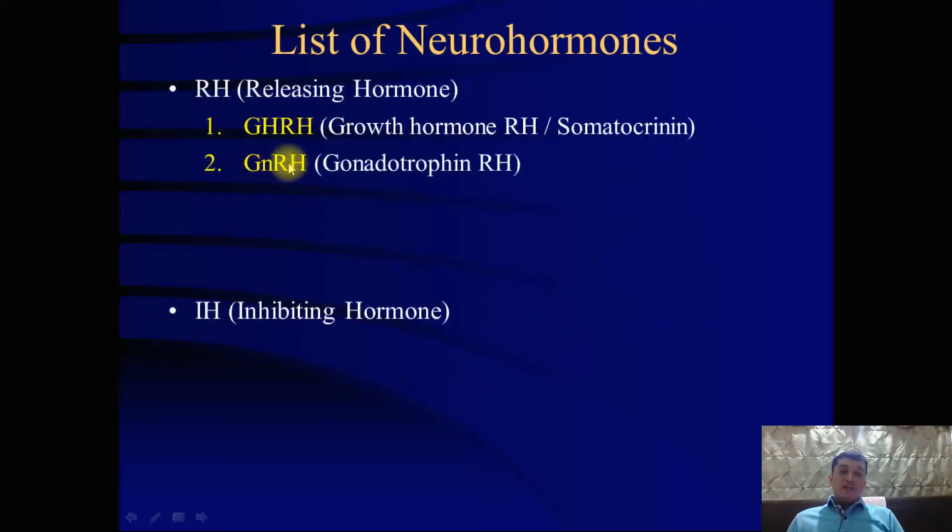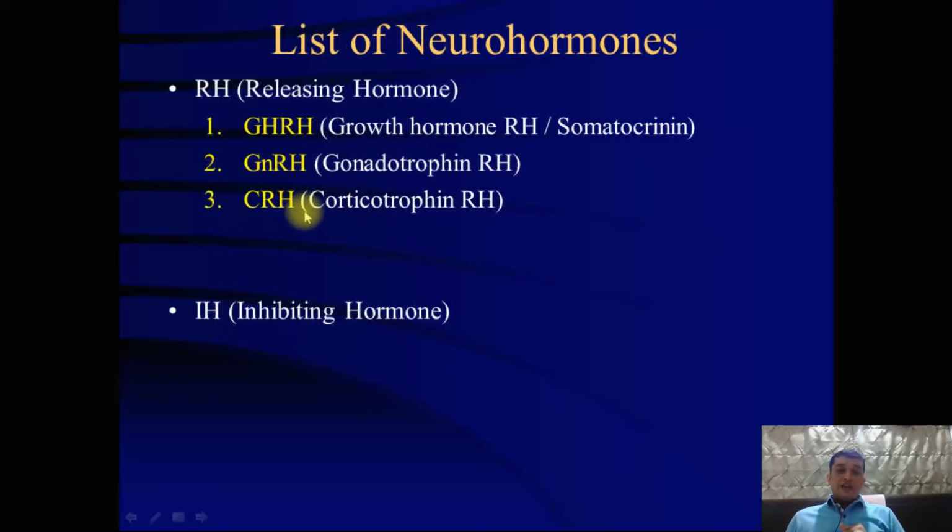Second one is GnRH, that is gonadotrophin releasing hormone. Definitely once it is released, it will stimulate the release of gonadotrophin from the anterior pituitary, right. Gonadotrophins is actually a name of two hormones in combination, that is FSH and LH, follicle stimulating hormone and luteinizing hormone, right. These two are combinedly referred to as gonadotrophins, and gonadotrophins are released under the influence of GnRH.